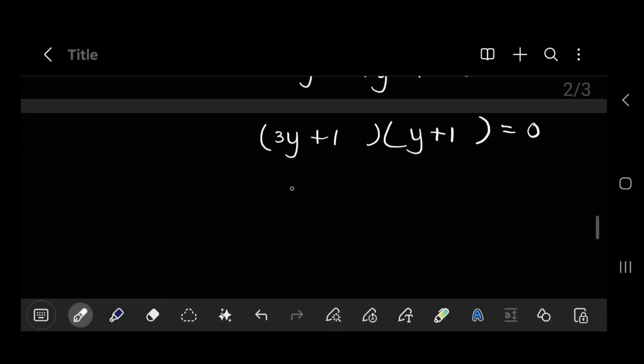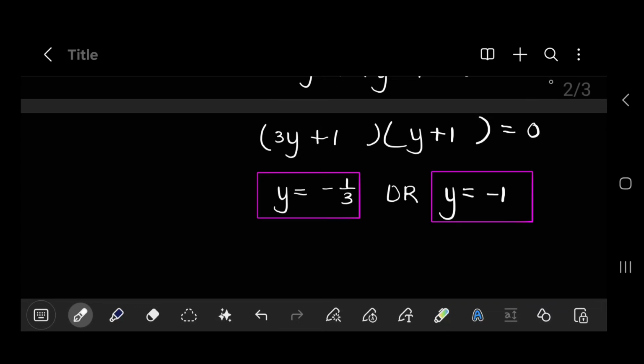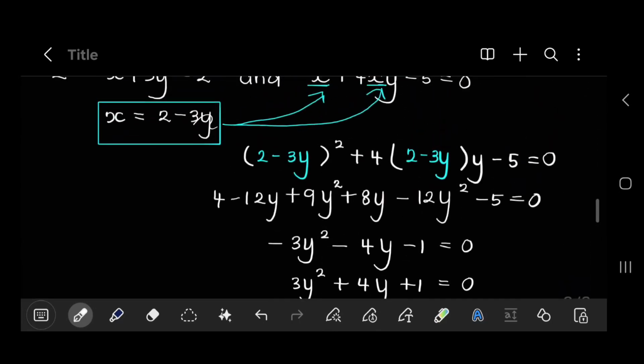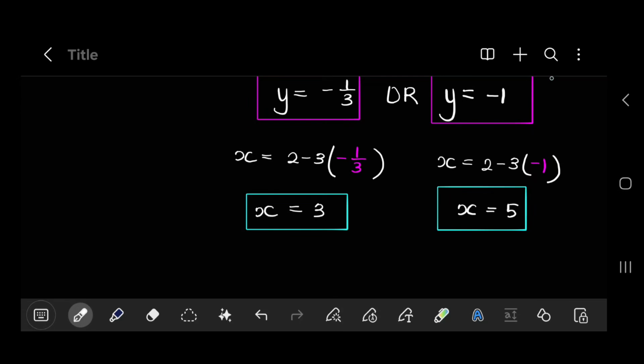Solving for y from each bracket, I get y is equal to negative 1 over 3, or y is equal to negative 1. Now that I know what my y values are, I can take these values and substitute into the previous equation in place of y. Doing so, here is what I get. My x values are positive 3 and positive 5.